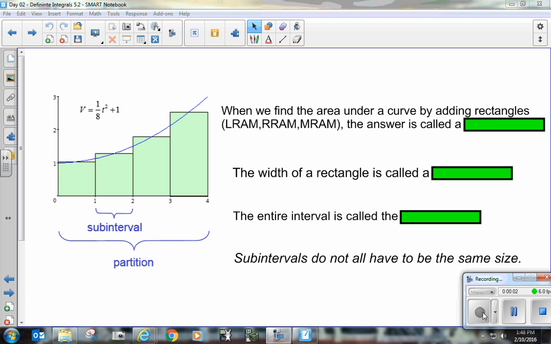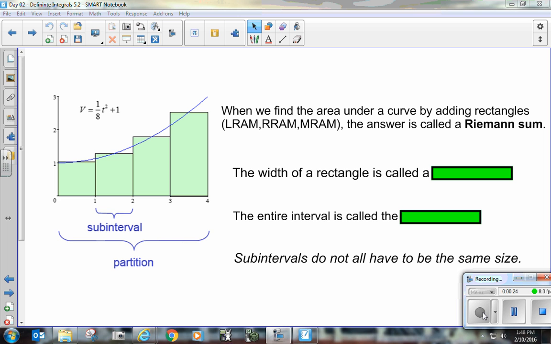So, Unit 5, Day 2. When we find the area under a curve by adding rectangles, which is LRAM, RRAM, or MRAM, the answer is called a Riemann sum. You might hear that term thrown around in college. All it is, is the area under the curve when you add rectangles together.